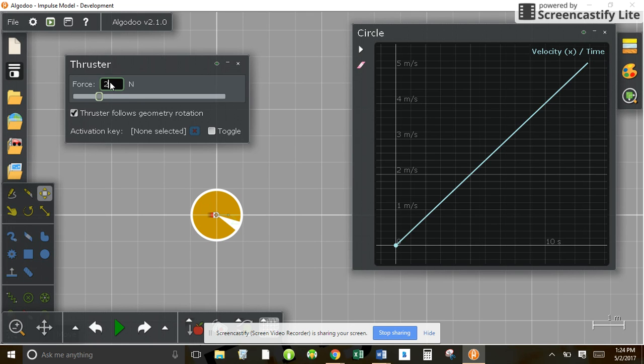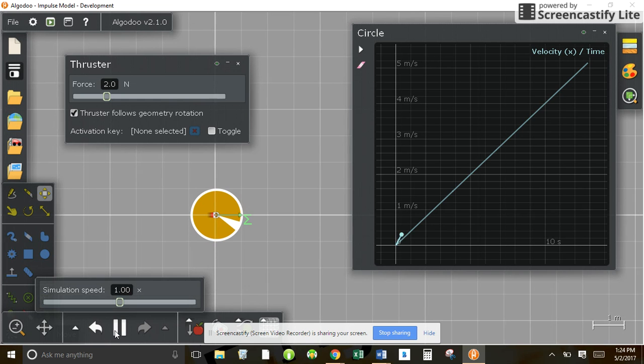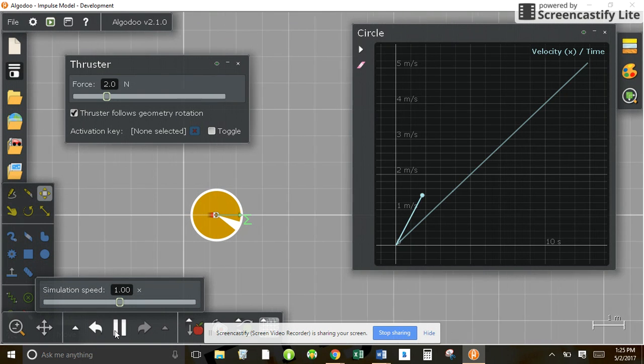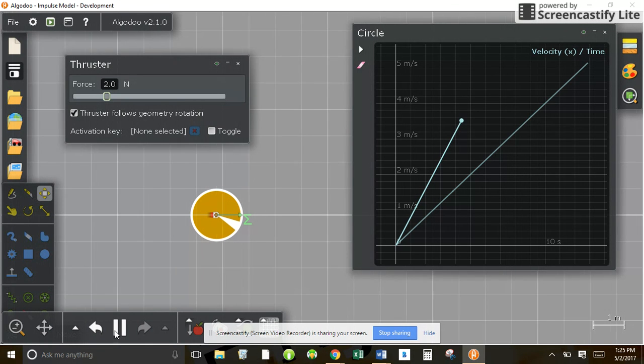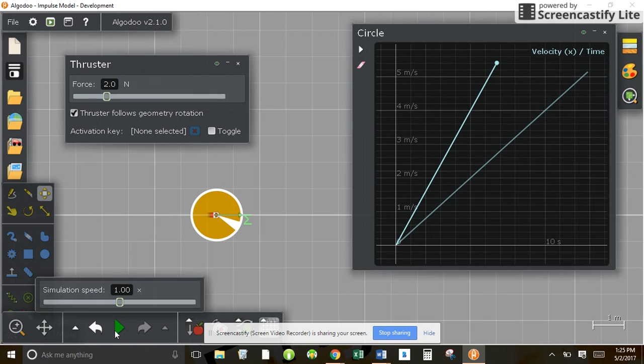How much time do you think it will take? Go ahead and make your prediction now. Let's see what happens when we let it be 2 newtons. You see our net force is 2 newtons now, and we let it go. What do you notice about the graph of velocity versus time? Note, this is not position versus time. This is velocity versus time.